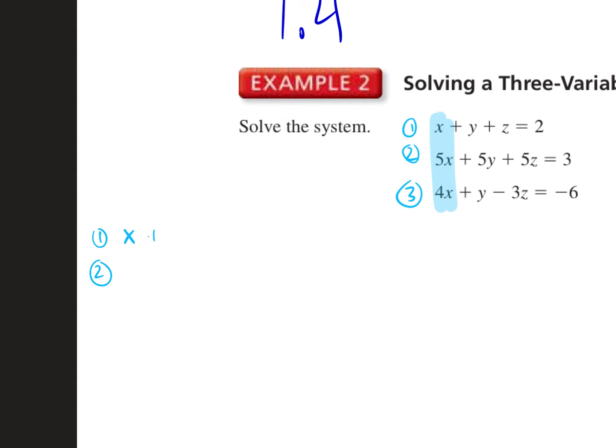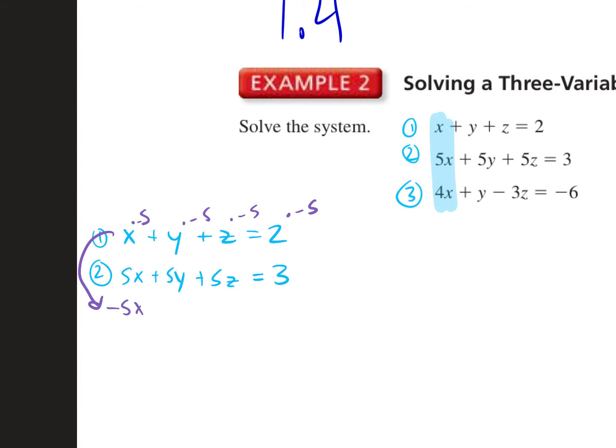So I have X plus Y plus Z is equal to 2. And 5X plus 5Y plus 5Z is equal to 3. So we said we want our X's to cancel. So if I have a 5X, what does the other X have to be? Negative 5. So I'm going to multiply everything in my first equation by negative 5. So my new first equation is going to be negative 5X minus 5Y minus 5Z is equal to negative 10. So now we're going to combine.